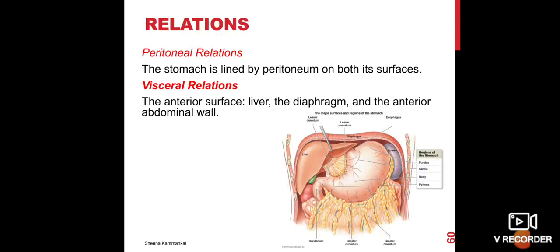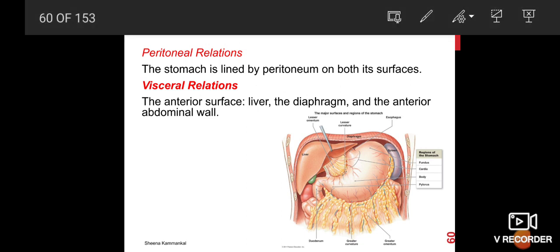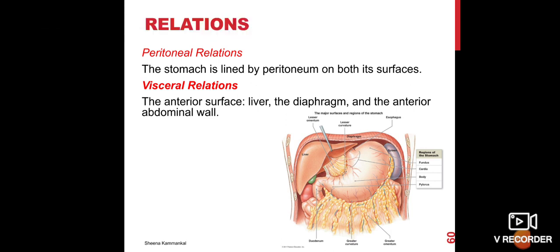While seeing its relations, since it is a visceral organ, this organ will have 2 relations: relation with the peritoneum and relation with other visceral organs. Peritoneal relations means the peritoneal coverings related to the particular visceral organ. The stomach is lined by peritoneum. It is a peritoneal organ and can move. It's not retroperitoneal and it's not fixed to the posterior abdominal wall. It is a movable structure because it has a covering of peritoneum. So the stomach is lined by peritoneum on both sides.